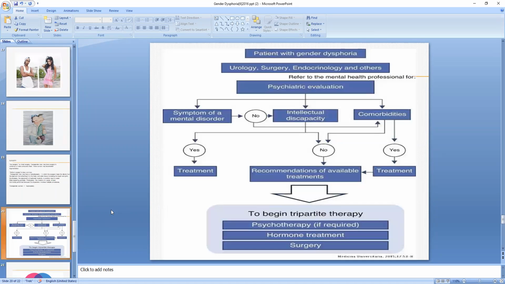This is the whole overview of gender dysphoria. First, patients with gender dysphoria go to any specialty, such as urology, surgery, endocrine, and others. Then they are referred to a mental health professional for psychiatric evaluation. In this way, symptoms and comorbidities and intellectual capacity are assessed, then treatment is tripartite: psychotherapy, hormone therapy, and surgery.